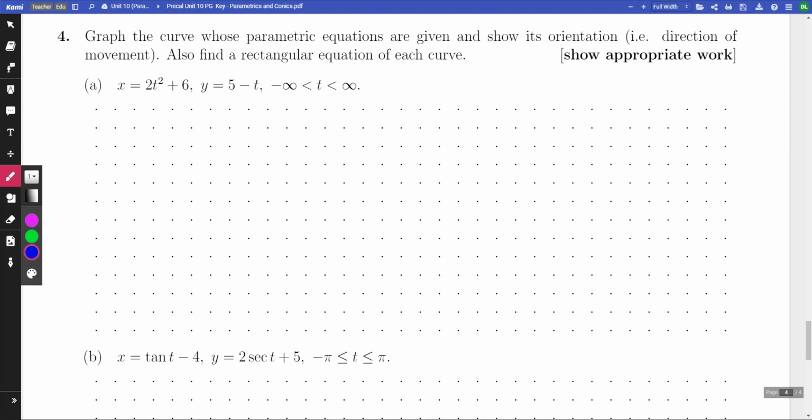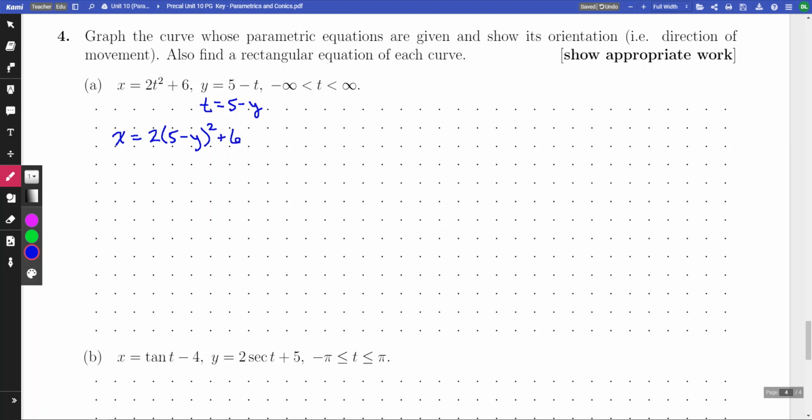Now, a lot of times for some students, finding the rectangular equation first can be easier, and we can certainly do that. So if we look at what we have here, solving for t with y will be relatively straightforward, that we could say that t is equal to 5 minus y. So that means that x is going to be equal to 2 times (5 minus y) squared plus 6.